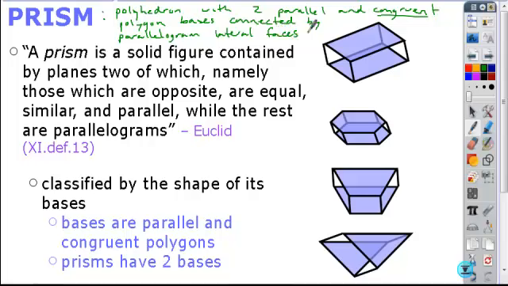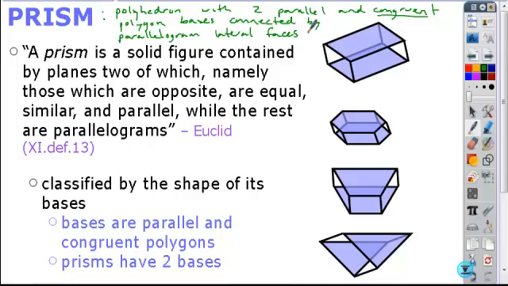Now, when we're dealing with right prisms, and all of these diagrams here are right prisms, the parallelogram lateral faces are all rectangles. So in a right prism, the faces are rectangles, not just parallelograms. And like I said, most of the ones that we'll be doing will fit that description.